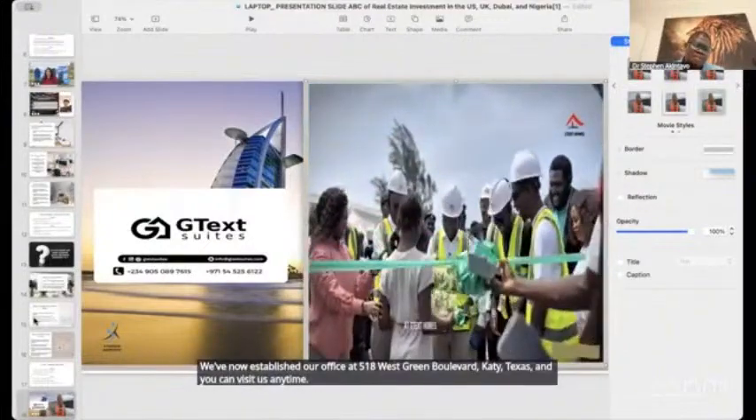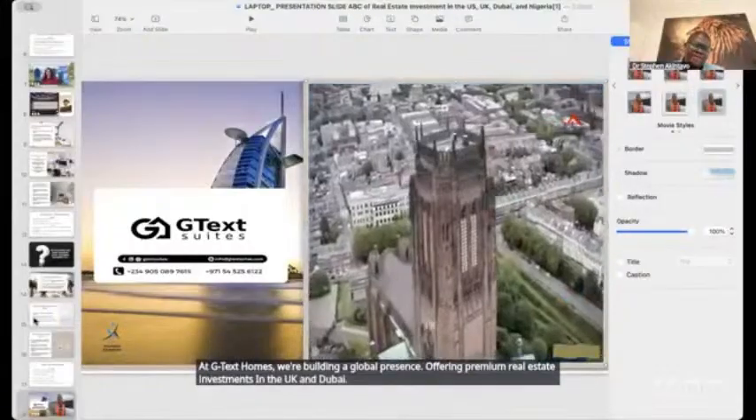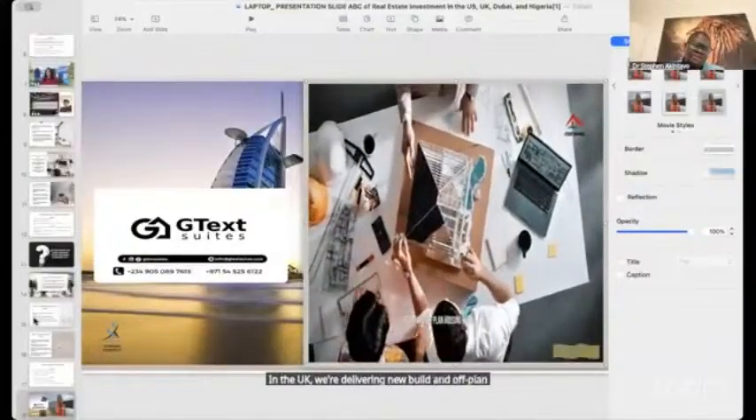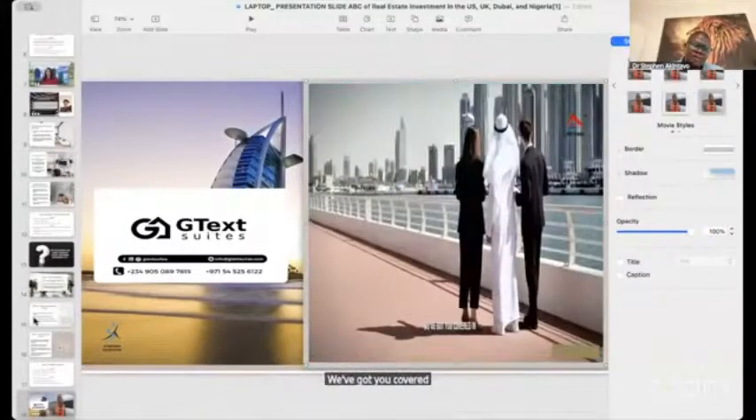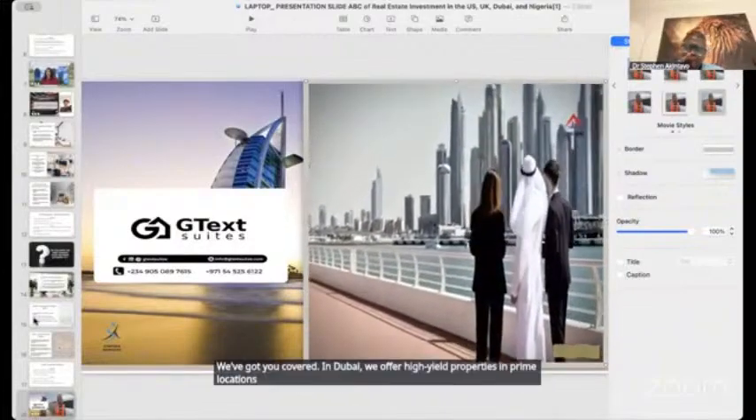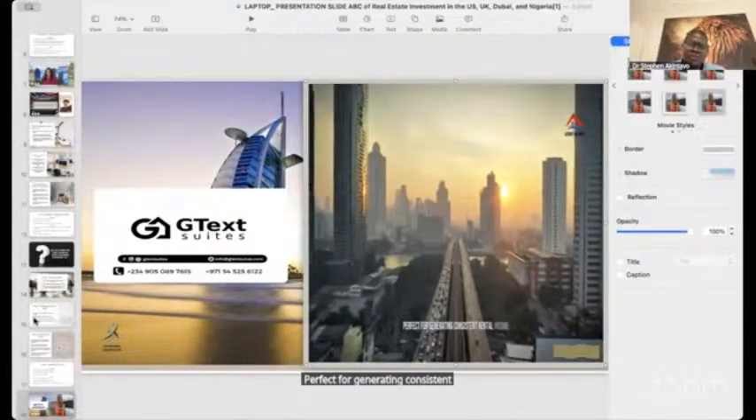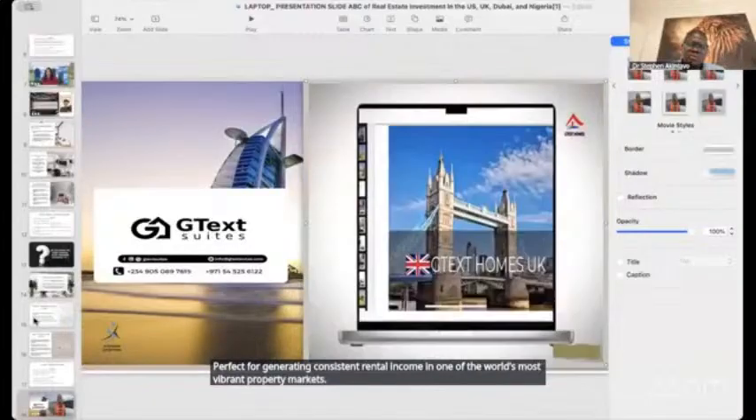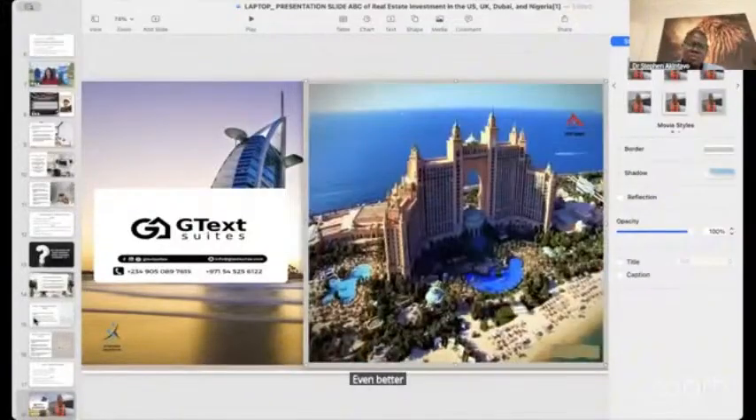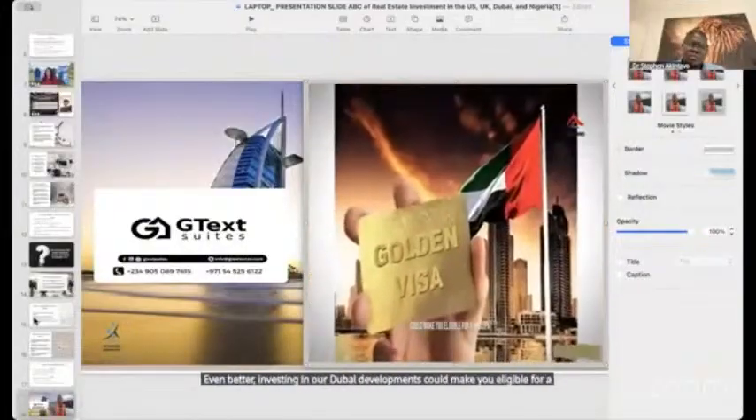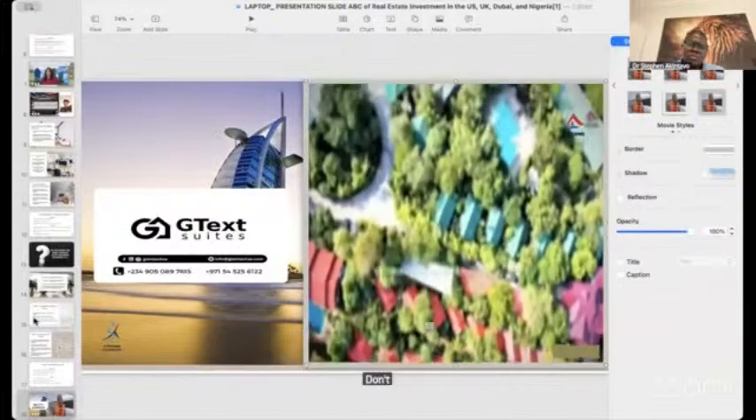anytime. At G-Text Homes, we're building a global presence, offering premium real estate investments in the UK and Dubai. In the UK, we're delivering new build and off-plan housing units across Greater London and beyond. Whether you're buying a home or investing for capital growth, we've got you covered. In Dubai, we offer high-yield properties in prime locations like Downtown Marina, Business Bay, Motor City, and Al Furjan, perfect for generating consistent rental income in one of the world's most vibrant property markets. Plus, other locations are available based on your preference and investment goals. Even better, investing in our Dubai developments could make you eligible for a resident visa, or even the prestigious Golden Visa. Visit www.gtextholdings.com. Your legacy begins here.